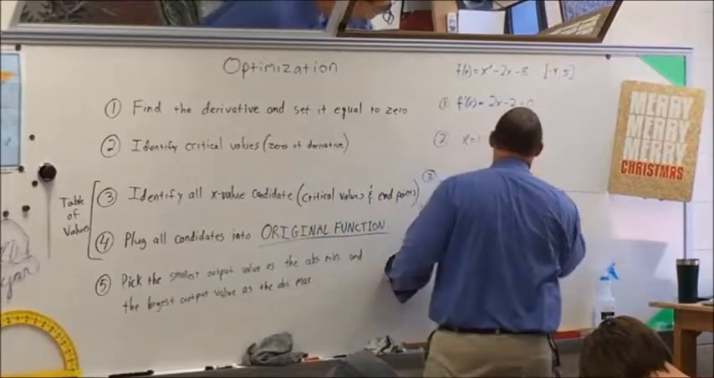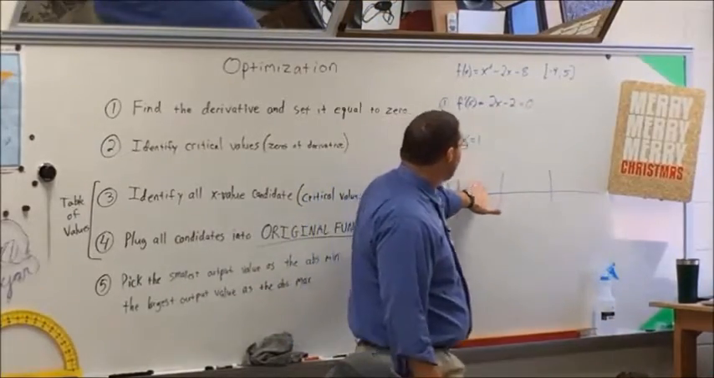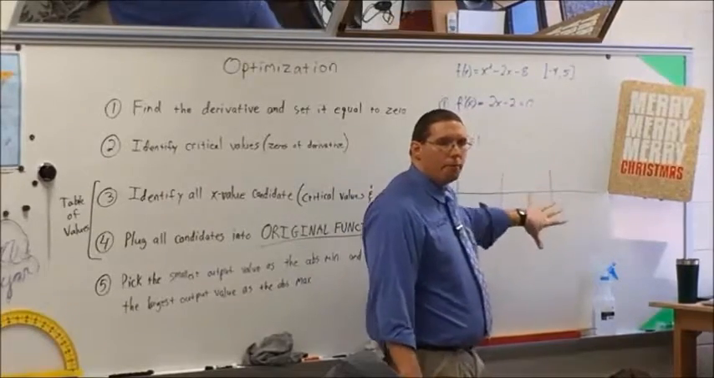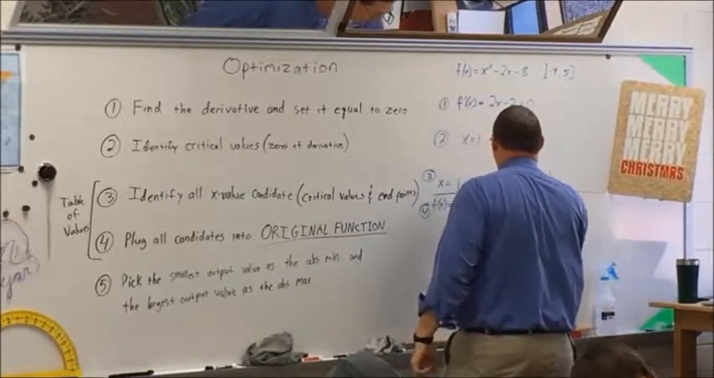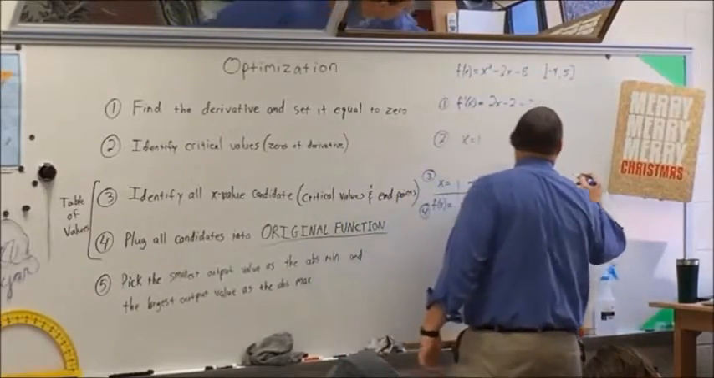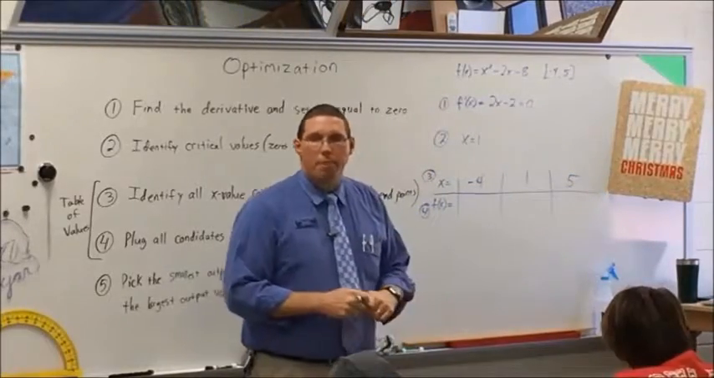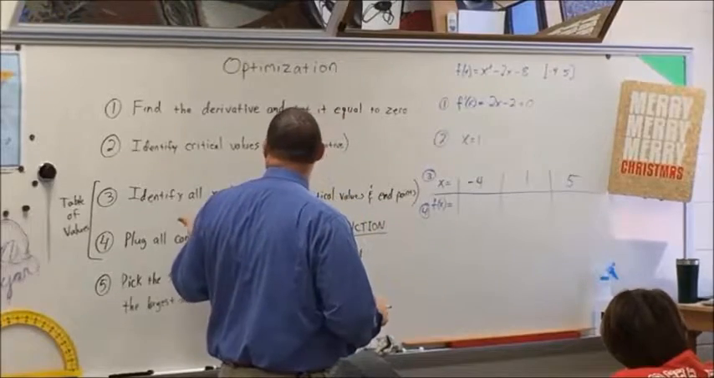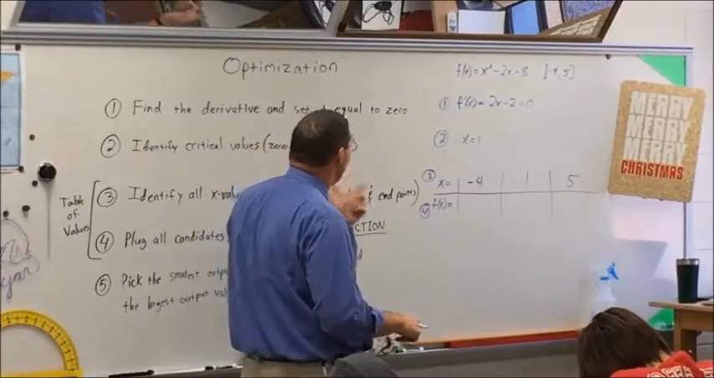So I only need 3 columns here, right? And what I'll do is I'll put the endpoints at the beginning and the end, and then in the middle I'll put the critical values. What are the endpoints? Negative 4 and 5, and our only critical value is 1. Are we good so far? That's step 3 done. And then step 4, plug all candidates into the original function.